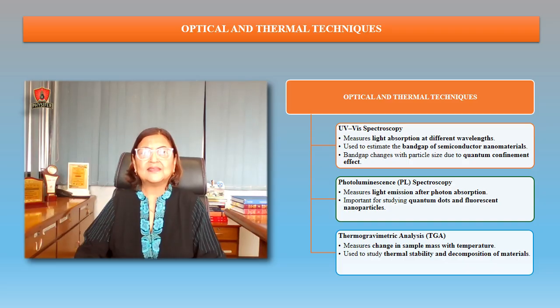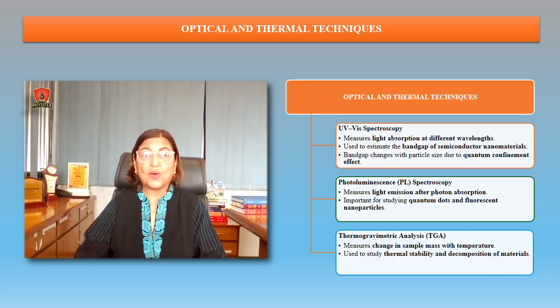For characterization of the optical and thermal properties of the nanomaterial, we use techniques like UV visible spectroscopy. It measures how much light is absorbed at different wavelengths. For semiconductor nanomaterials like quantum dots, UV visible can be used to estimate the band gap, which shifts with particle size, and this is the quantum confinement effect.